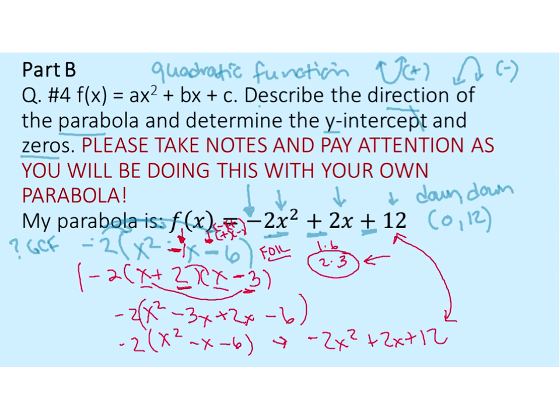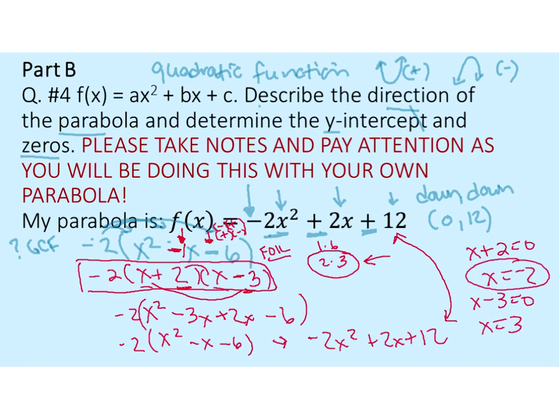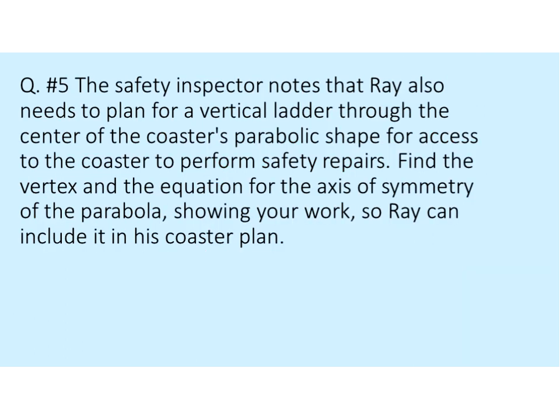If you come back to where we factored, sorry, this is getting pretty messy. Our two factors are x plus 2 equals 0, so x equals negative 2, and x minus 3 equals 0, so x equals 3. Those are our zeros. So did we get everything? Yes. Direction of parabola: if it's negative, it's going down; a positive, up. Y-intercept, make everything 0, and our zeros we factor. Okay, moving on.